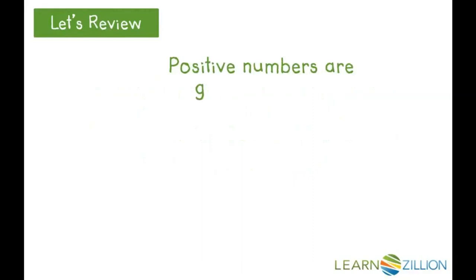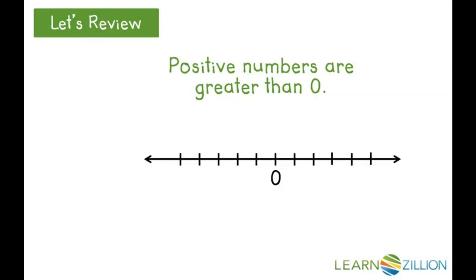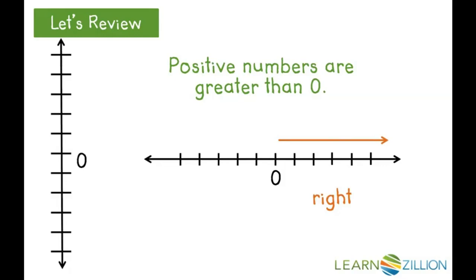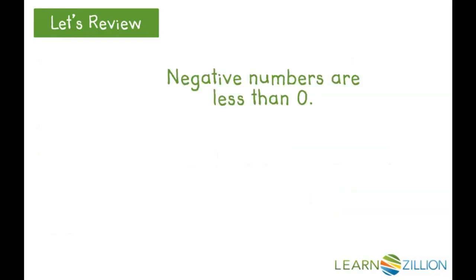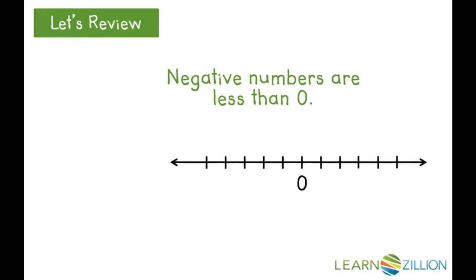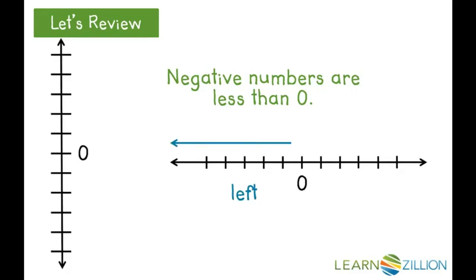Positive numbers are greater than 0. On a horizontal number line, this means all numbers to the right of 0. And on a vertical number line, this means all numbers above 0. Also, negative numbers are less than 0. So on a horizontal number line, that means all numbers to the left of 0, and on a vertical number line, all numbers below 0.